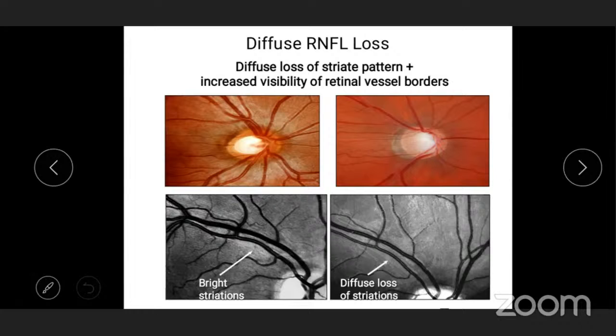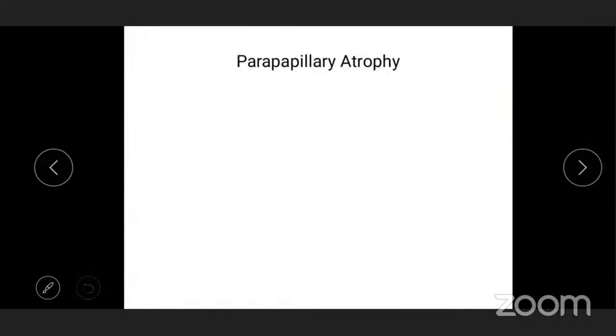But look at this. The normal RNFL is seen here in between the blood vessels with these bright striations. Also seen in this, with the red-free photograph, the bright striations in the vicinity of the blood vessels. And you can see in glaucoma, these striations in between the blood vessels are missing. So that becomes more of a feature of diffuse RNFL loss, which is when it is there all 360 degrees. And the same thing can be seen. The striations are lost here in between the blood vessels in the red-free photograph. So make a habit of this.